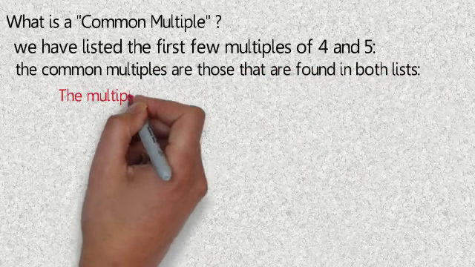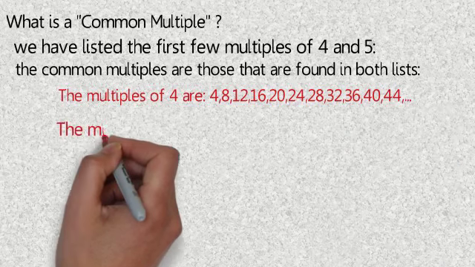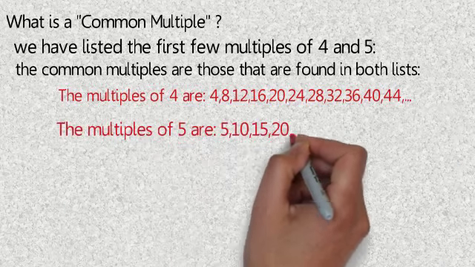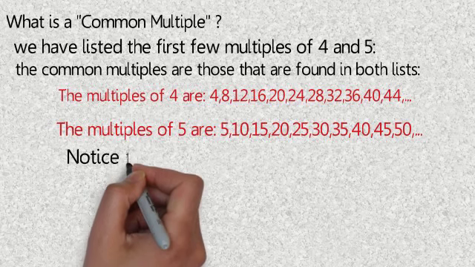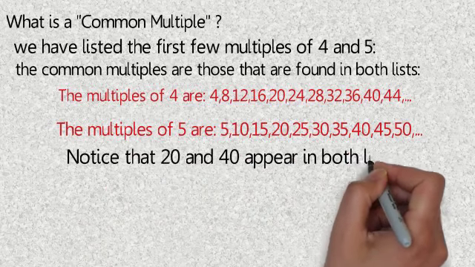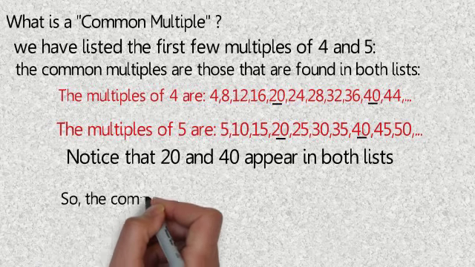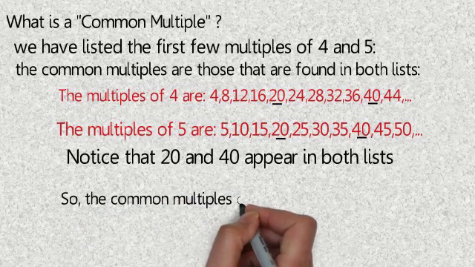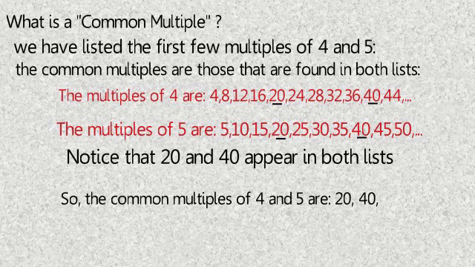For the multiples of 4, we have 4, 8, 12, 16, 20, 24, 28, 32, 36, 40, 44. And for the multiples of 5, we have 5, 10, 15, 20, 25, 30, 35, 40, 45, 50, and so on. Notice that we have 20 and 40 common to both numbers. Can you see that? Good. So the common multiples of 4 and 5 are 20 and 40.